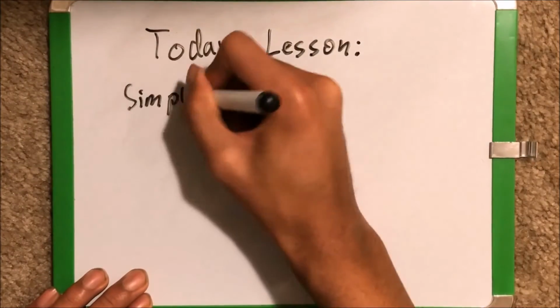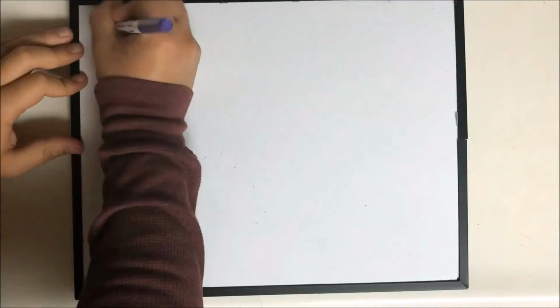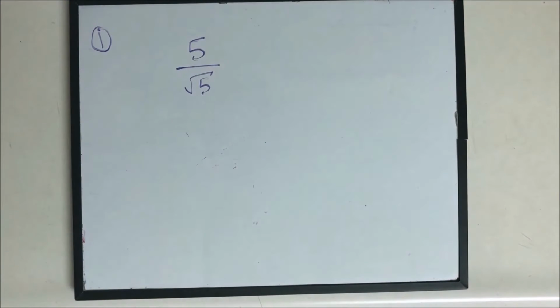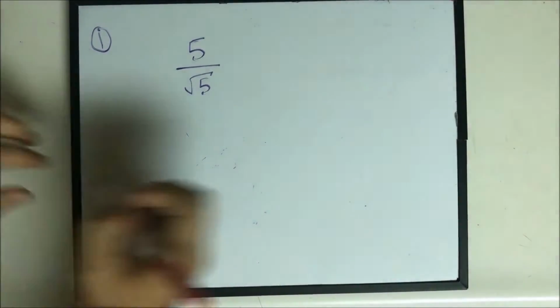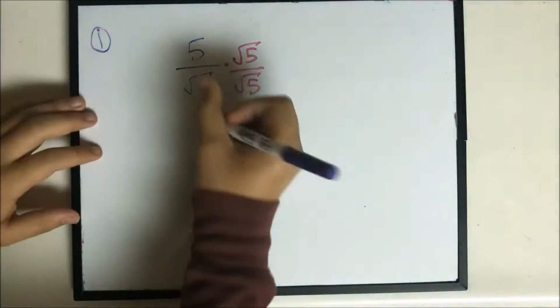Today's lesson is learning how to simplify expressions by rationalizing the denominator. Our first problem is to simplify 5 over the square root of 5 by rationalizing the denominator. First, multiply the numerator and denominator by the square root of 5 to rationalize the denominator.